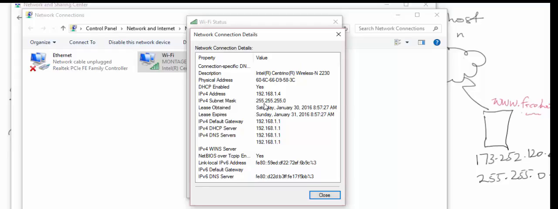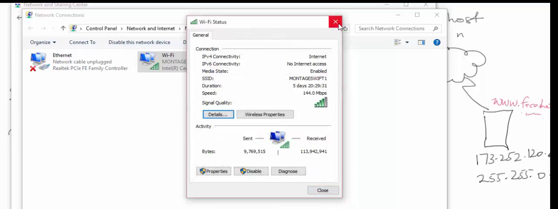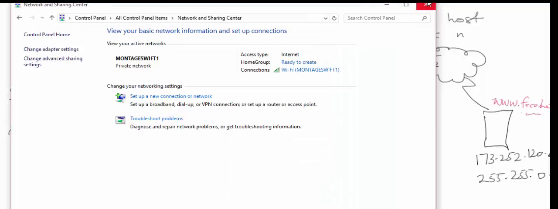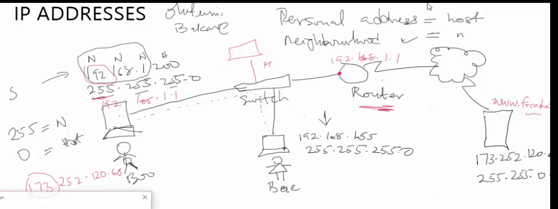255.255.255.0. That's how it's able to determine if it's trying to talk to a device on its own network or outside its network. If it's outside its network, it talks to who? The default gateway, which is configured as 192.168.1.1. So any destination that a device doesn't know how to reach, it sends the data to who? The default gateway.